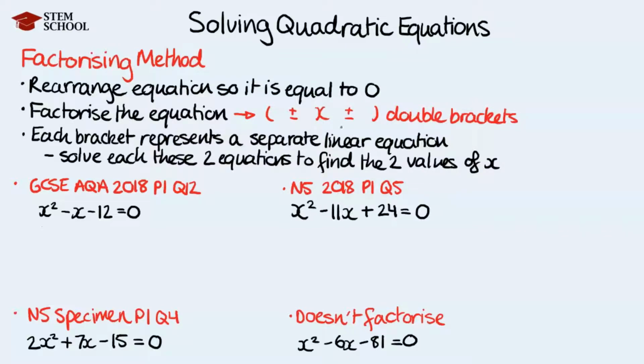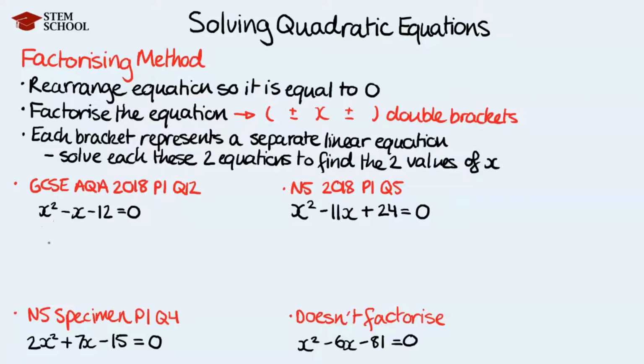So you'll have double brackets. Each of these brackets represents a separate linear equation, and what you want to do is solve each of these two equations to find the two values of x. Now it's easier to understand what I just said with examples, of course. So let's try this one.